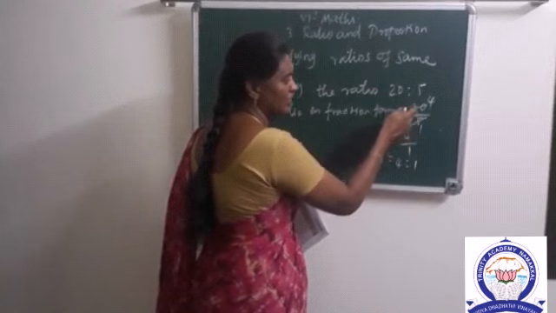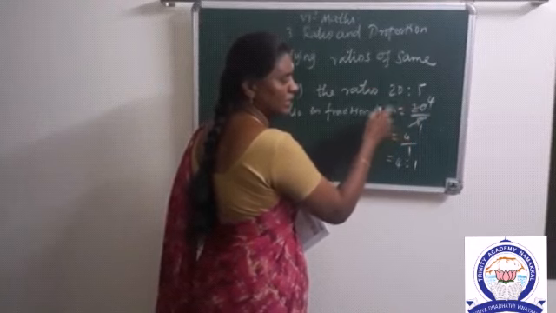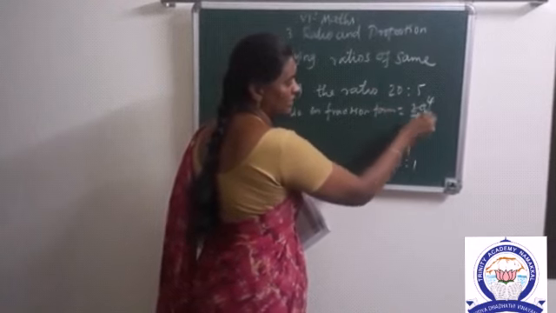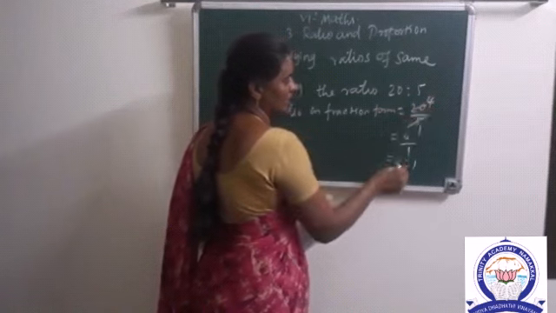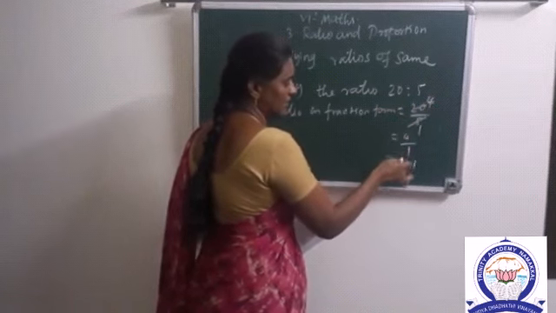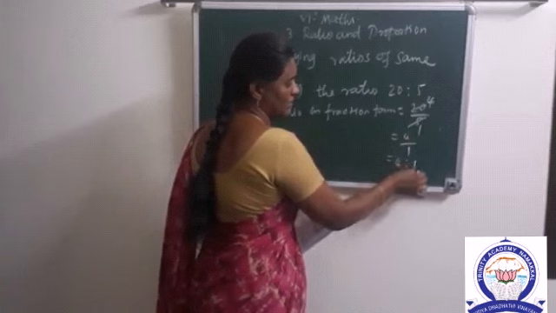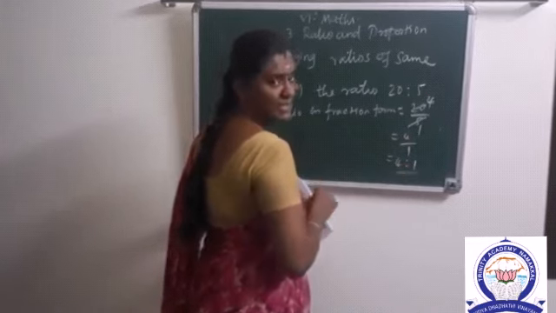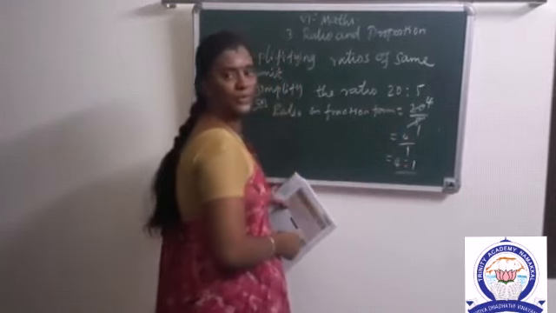Here 5 is the common factor of both numerator and denominator. 1 5 is 5, 4 5s are 20. Here this one we write 4 by 1. Again we write this fraction in the ratio form, 4 is to 1. This is the simplest form of 20 is to 5.